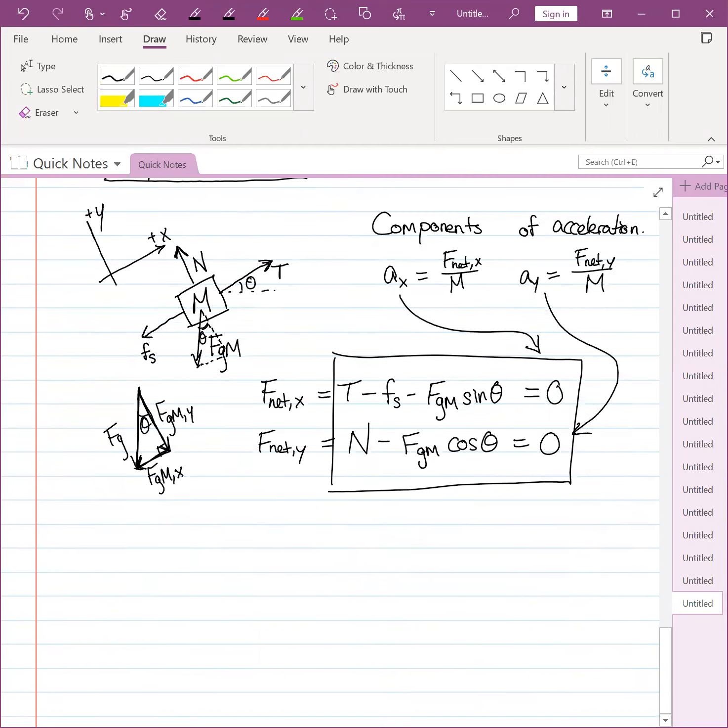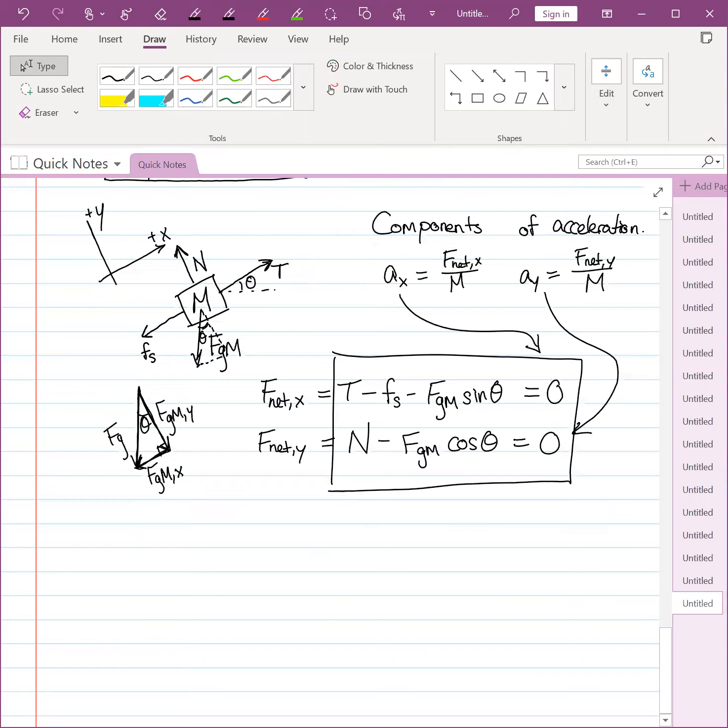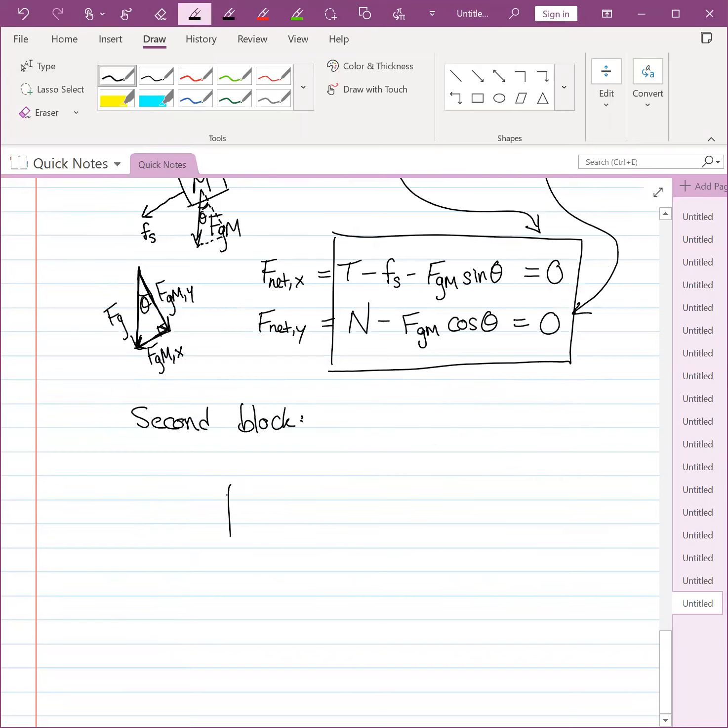There's one set of equations. Now we have another object. By the way, it's usually a good idea to just put boxes around your equations so you can keep things straight. We have another object, the second block. So here, we have a block with mass lowercase m, and I'm just going to choose a standard coordinate system. You don't always have to choose the same coordinate system for different objects. And in fact, doing so in this case would have made it harder.